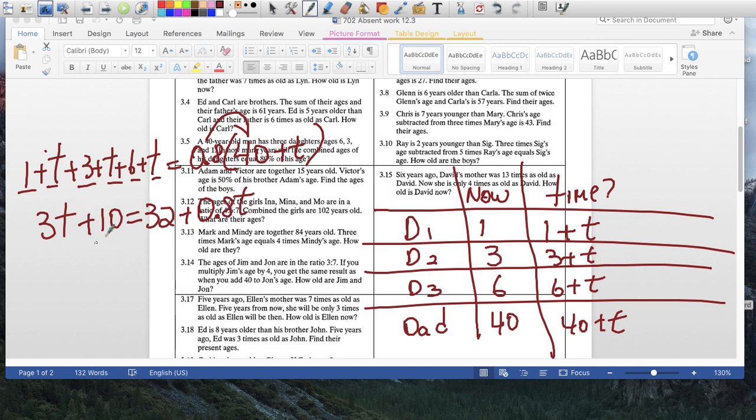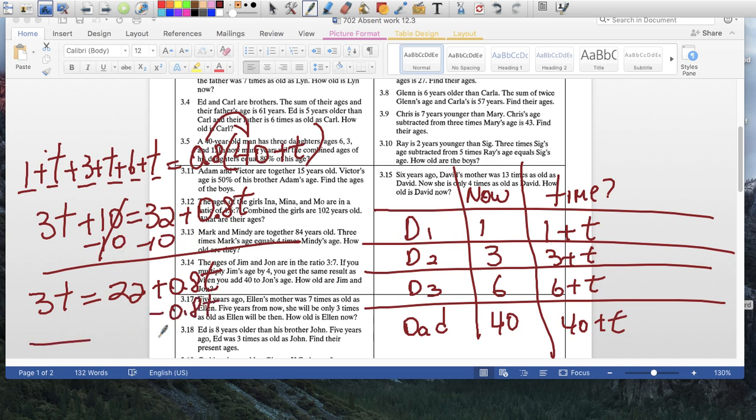Now I have variables on both sides. Actually, let me do the minus 10 first. Minus 10 minus 10, I'm going to get 3t equals 22, 32 minus 10 is 22, plus 0.8t. I have variables on both sides. I'm going to subtract 0.8t from here, and I'm going to subtract 0.8t from here. And if you have $3 and you take 80 cents away, think of that. I'm going to get 2.2t, which equals 22. And if I divide both sides by 2.2, I'm going to get that t equals 10.